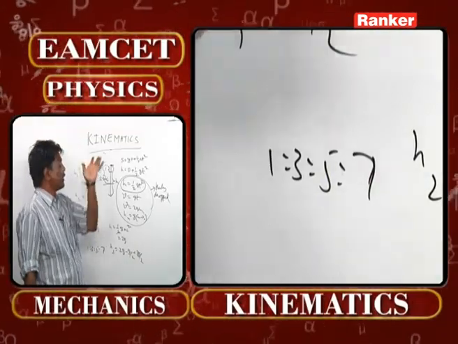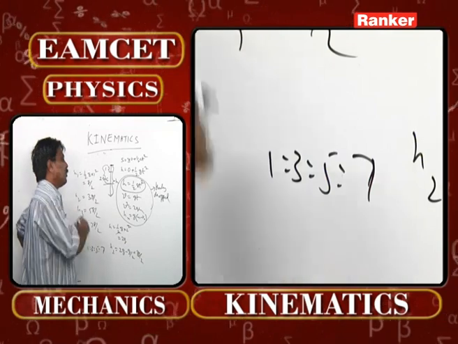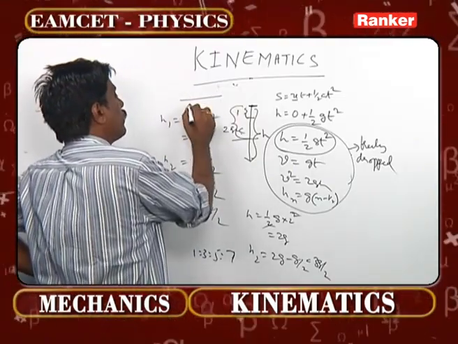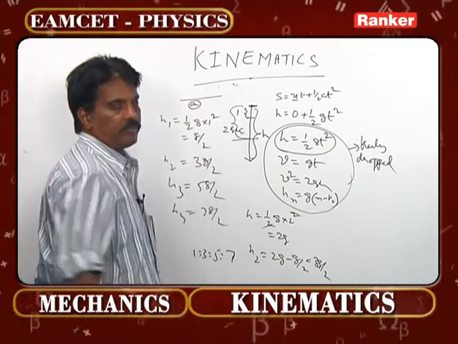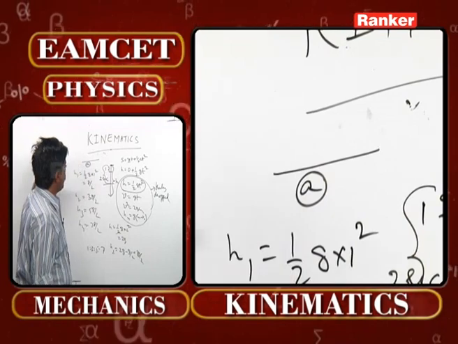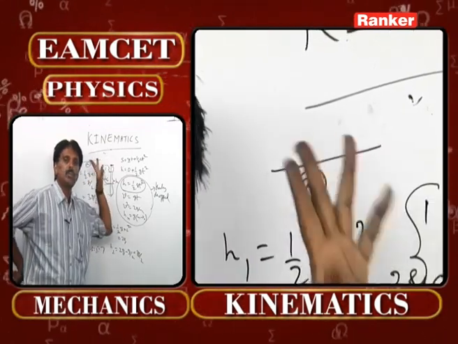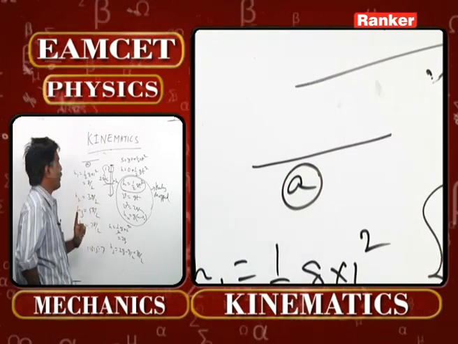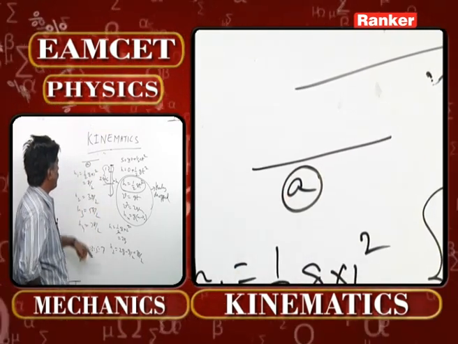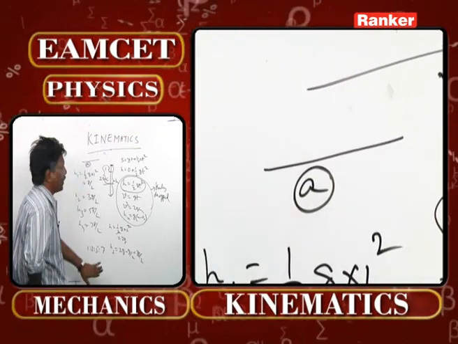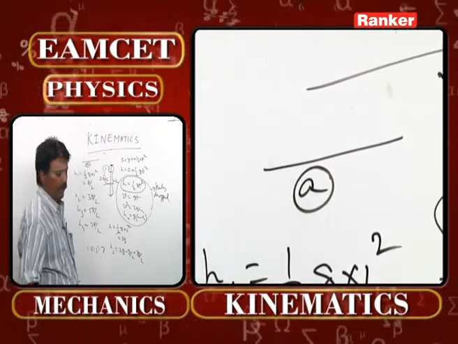Remember, this is also applicable for a body moving in a straight line on a horizontal road starting from rest with uniform acceleration. The same result is applicable for a body moving with uniform acceleration and starting from rest. That is the condition required. Starting from rest, if it moves with uniform acceleration, the ratio of displacements in consecutive time intervals will be the same.